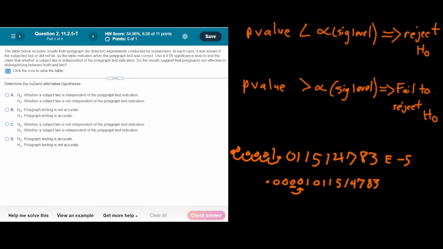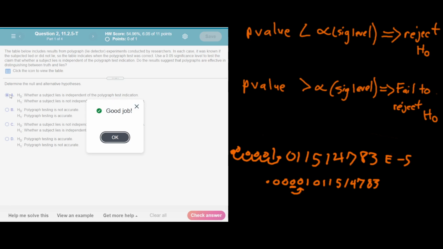All right, so question 2. Determine the null and alternative hypothesis. So the null will always have the word independent inside of it. So this H0, which is the null, says whether a subject lies in it. All right, that could be it. It looks like that's the only one saying that H0 is talking about independence. The other says not independent. We don't want the not version. We want the is independent version. So it has to be that one, even without reading the other ones.